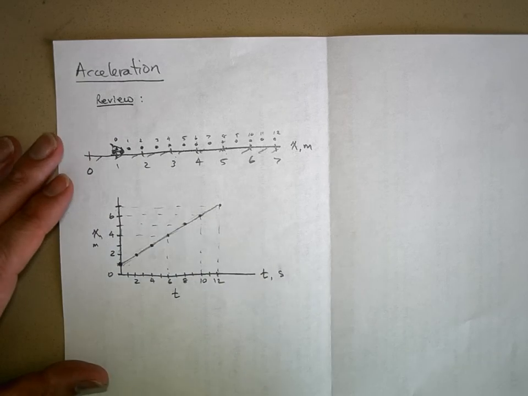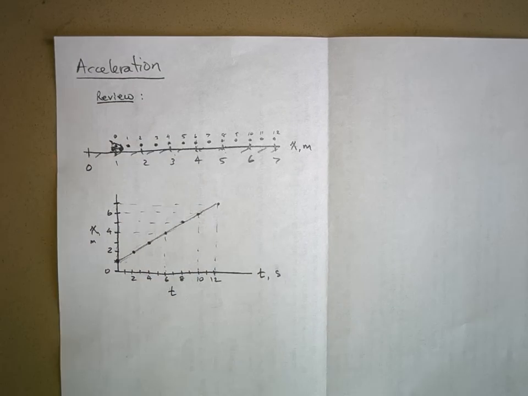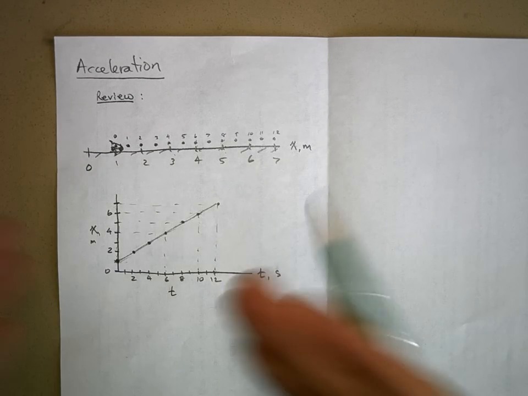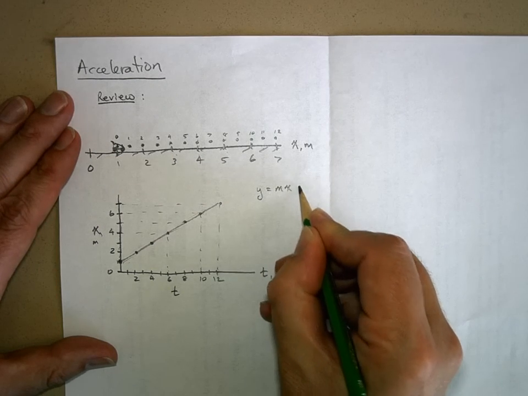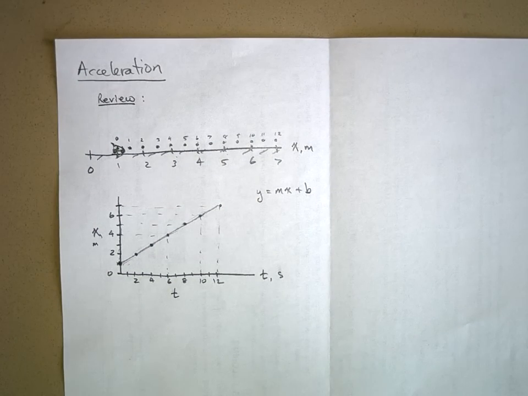It is represented by this graph. But notice that it makes a straight line, so we can use the straight line equation to represent the motion of the car. We can develop a mathematical model that describes the motion of this car.